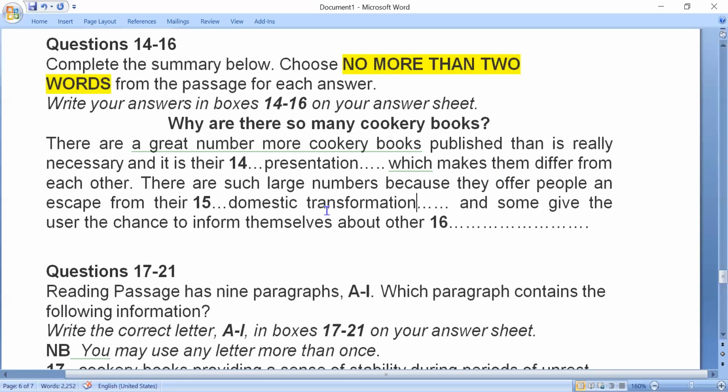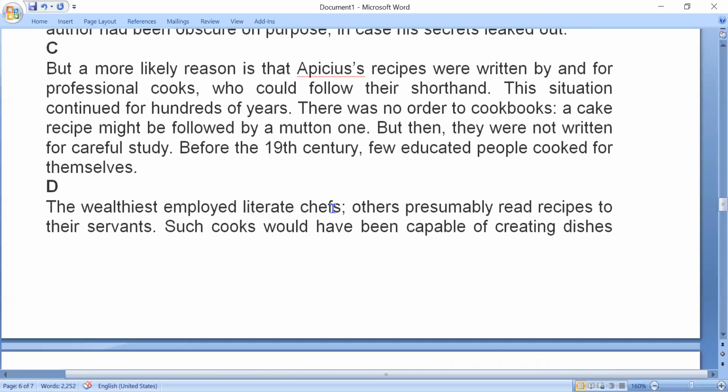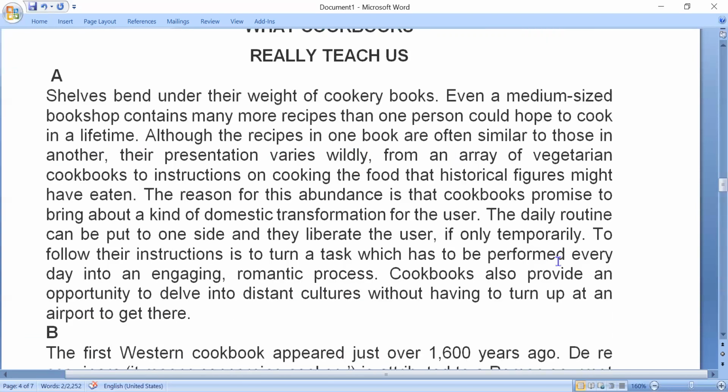Can you show me the passage where the phrase domestic transformation is used? Yes, I can show you here. Look at this one. The reason for the abundance is that the cookbooks promise to bring about a kind of domestic transformation for the user.